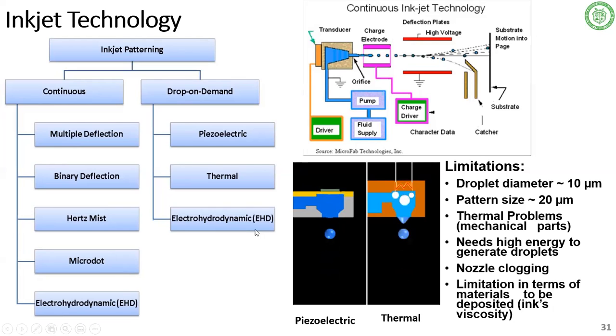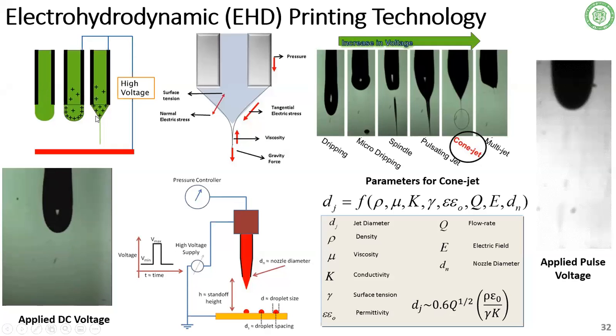So there is an emerging technology, still experimental, that is electrohydrodynamic printing, and the next section will be on that technology. So what is it? It's a very simple technology. You have an ink in a nozzle. When you apply voltage, there is a charge on the meniscus, or on the tip of the liquid.